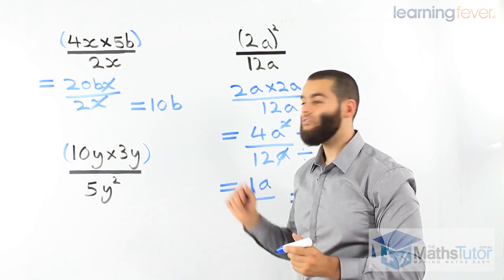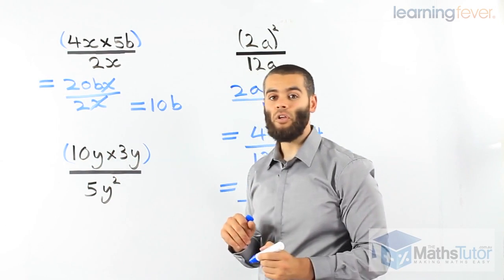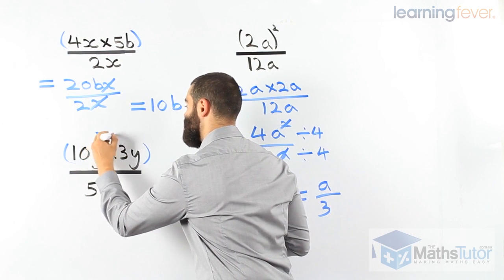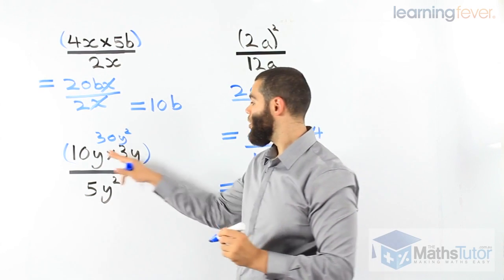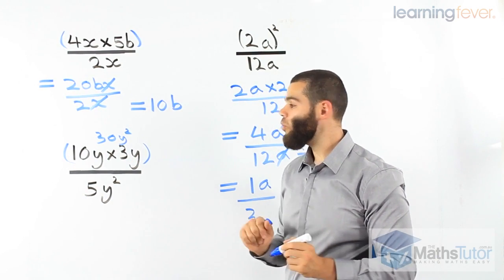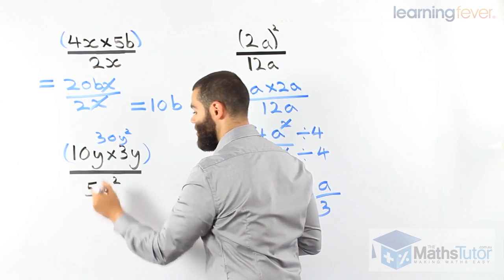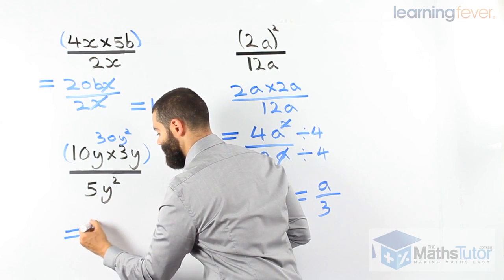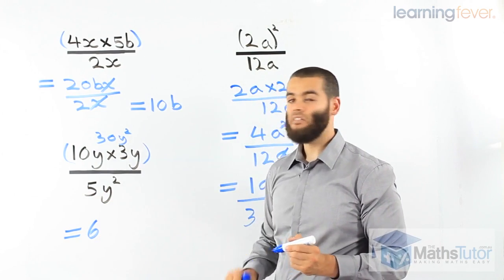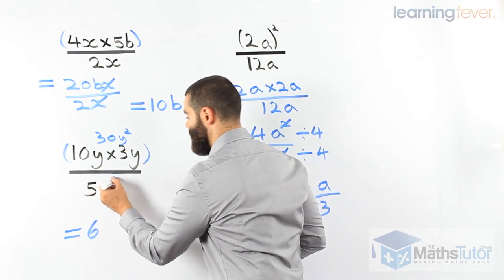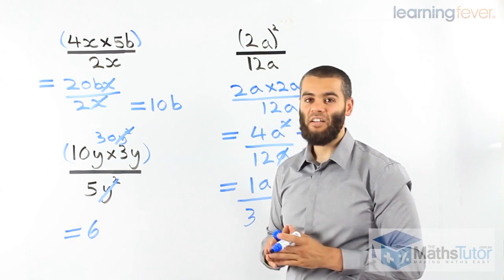Last one, we have 10y times 3y, everything divided by 5y squared. So we complete the top first. 10y times 3y, we can write it here, 30y squared. 10 times 3 is 30, y times y is y squared. 30y squared divided by 5y squared. So 30 divided by 5 is 6. Y squared divided by y squared cancels out. Our answer is 6.